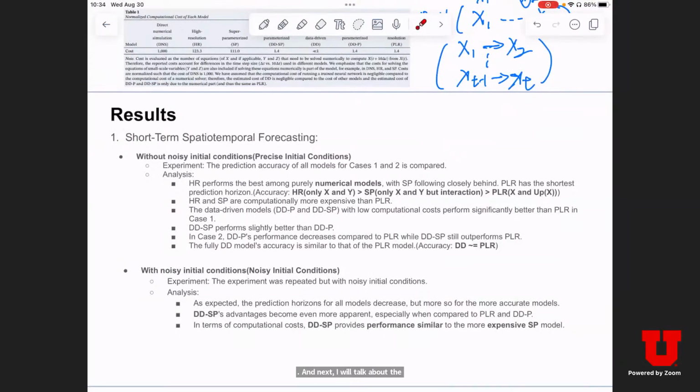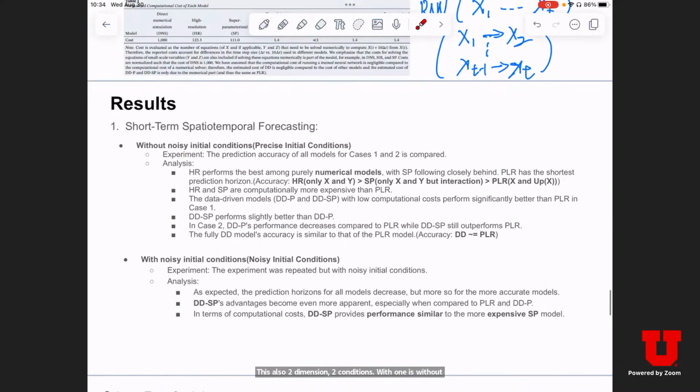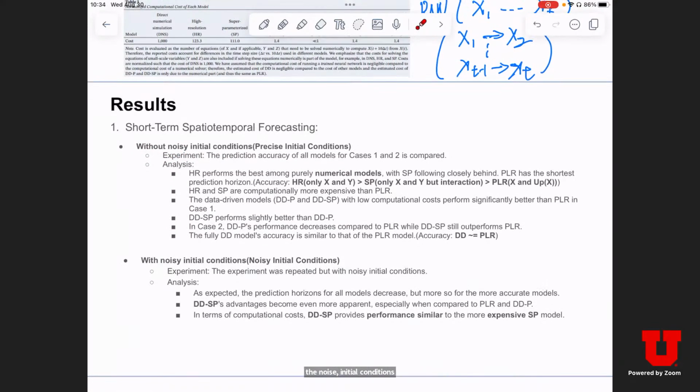So once we had those models, for the first metric they use for the experiment, the short-term spatial temporal forecasting. There are also two conditions. One is without the noise initial conditions. So the prediction accuracy for all models for case 1 and case 2 is compared.